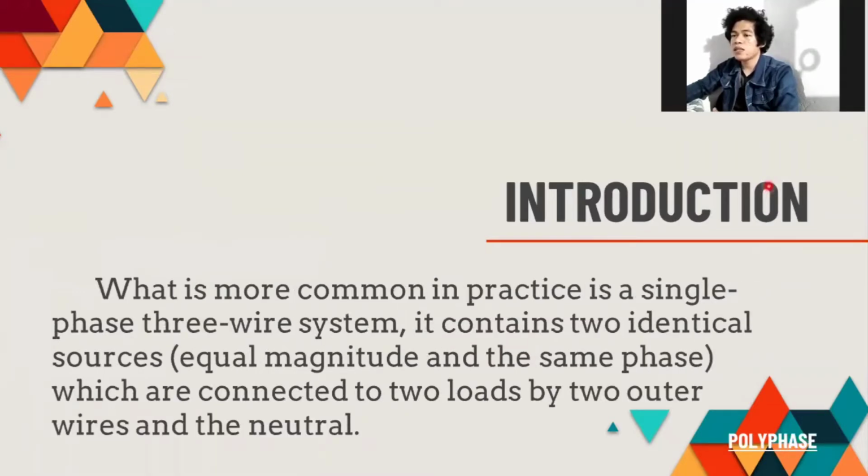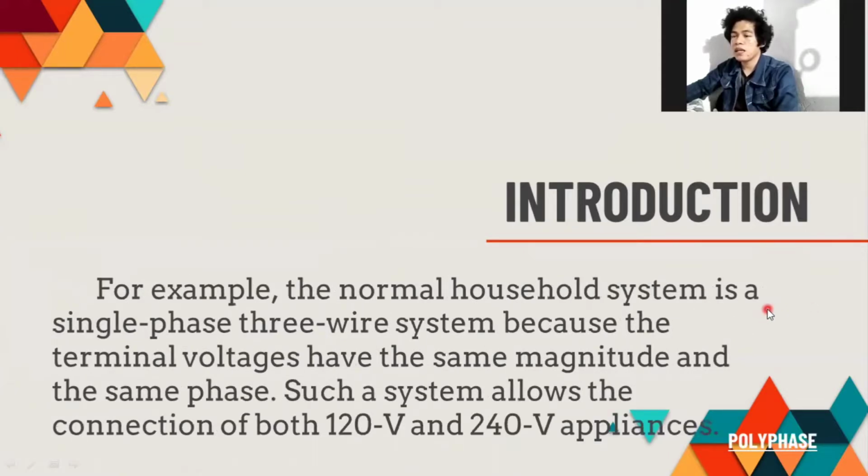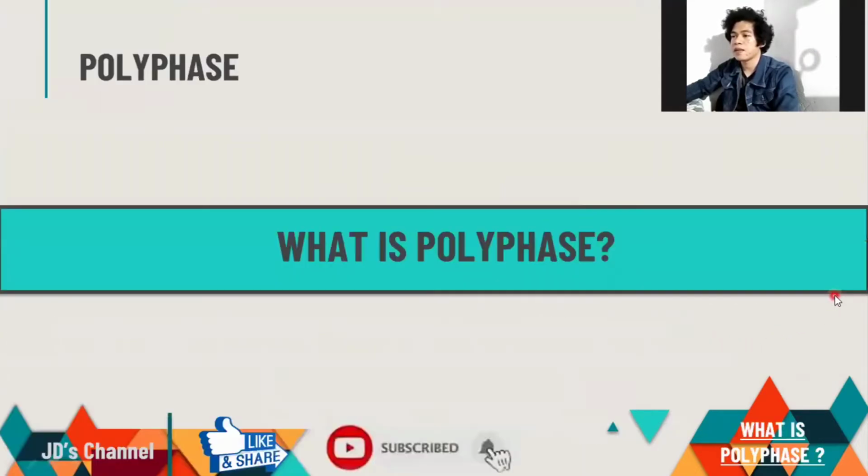What is more common in practice is a single-phase, three-wire system. It contains two identical sources, equal in magnitude and same phase, which are connected to two loads by two outer wires and neutral. For example, the normal household system is a single-phase, three-wire system because the terminal voltages have the same magnitude and same phase. Such a system allows the connection of both 120 volt and 240 volt appliances. So yun po yung pinaka-basic na example for this AC power system.